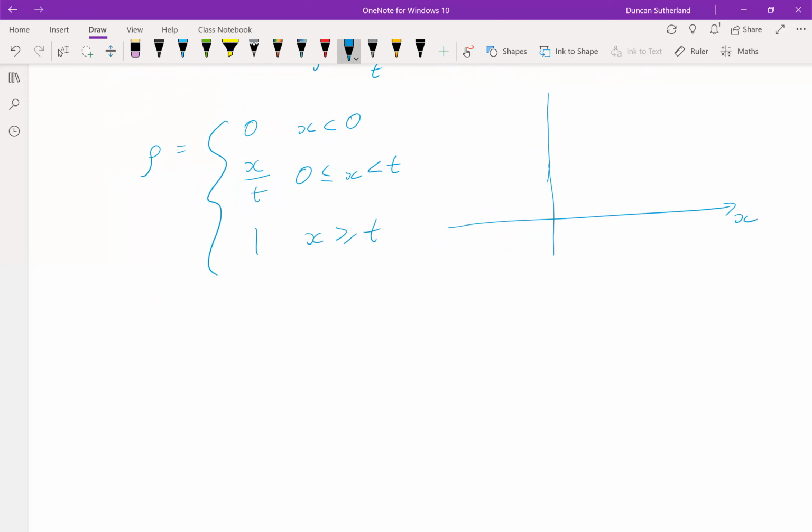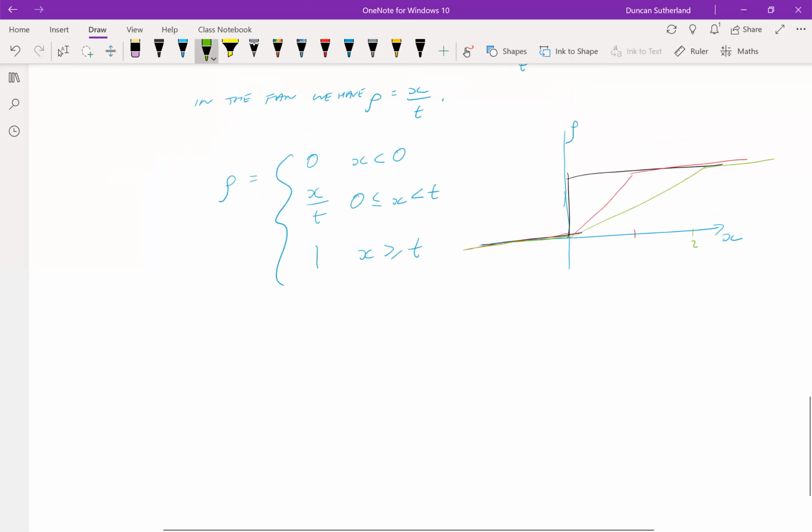So, rho against x, initial condition, time 1. What's the new color? Time 2, I guess. Like so. All right, so that's the fan and expansion waves.